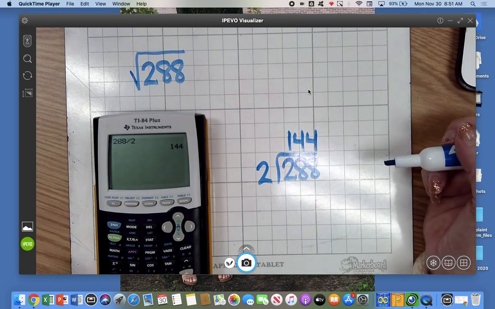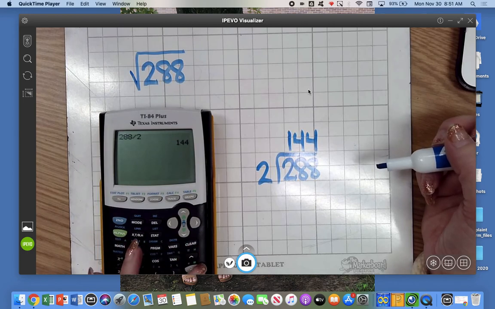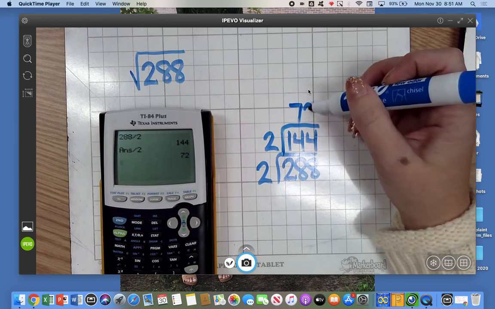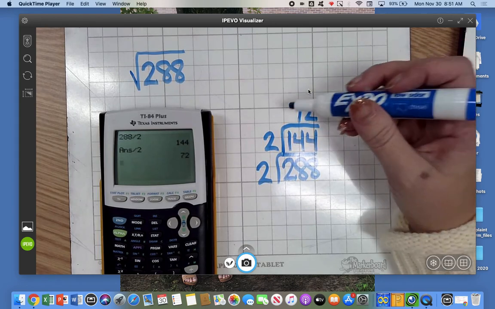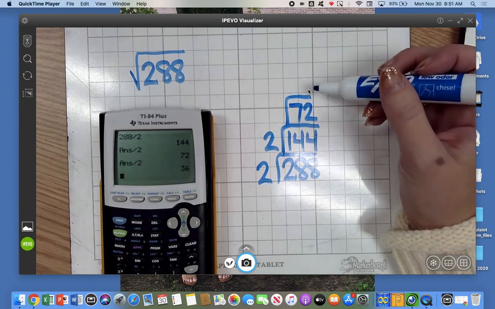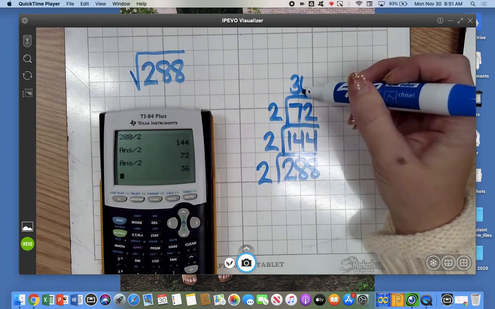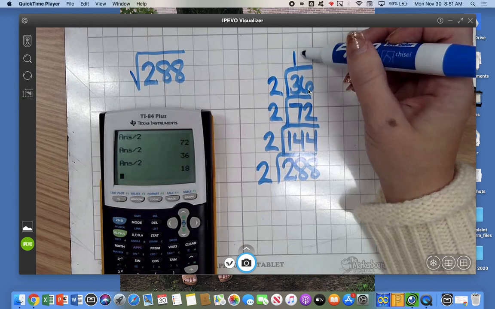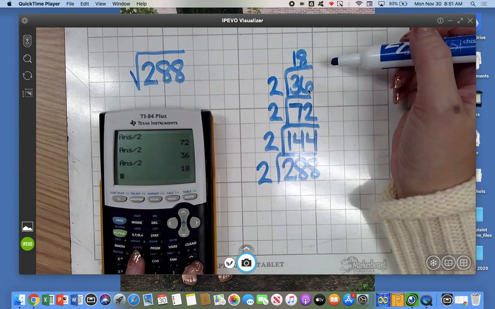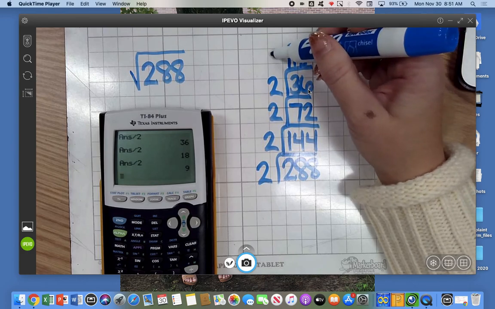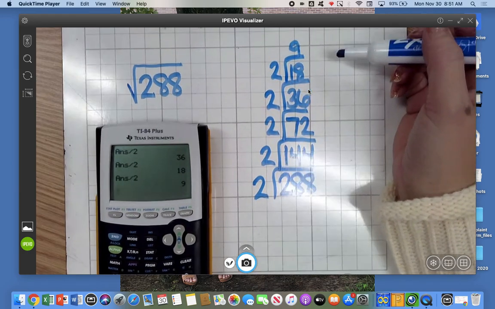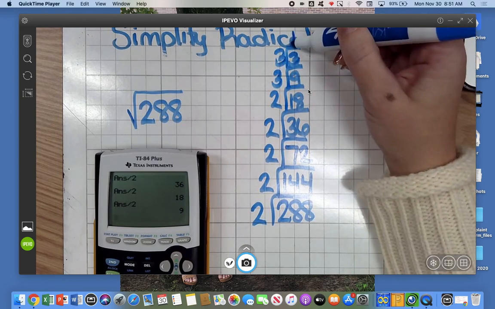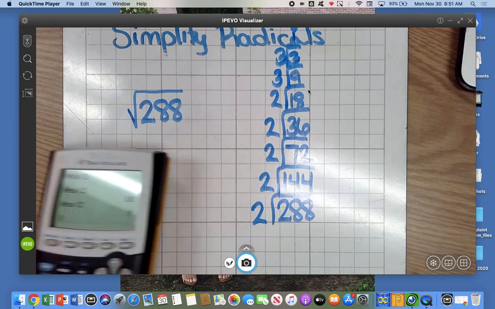All right, then use your calculator again. Divide that by 2. 72. All right, can we still divide by 2? Yep. And that's 36. Can I still divide by 2? Yep. Can I still divide by 2? Yep. Can I divide by 2 now? Nope. Oh, I'm running out of room. All right, I divide by 3, and then divide by 3. Oh, I ran out of space. All right, but we got a lot going on here.